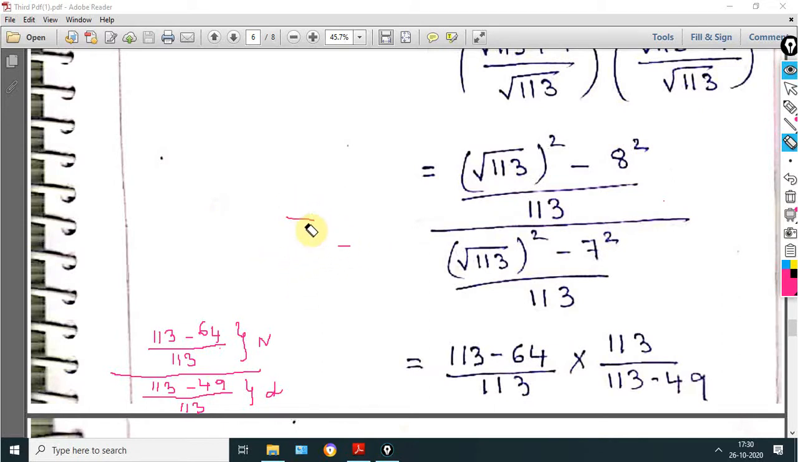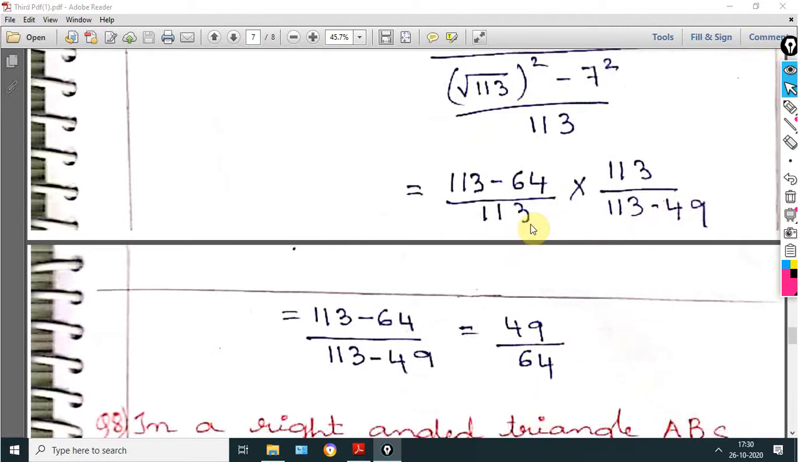Next, we will see what he gave. So here what happened? This 113 and this 113 get cancelled. This 113 and this 113 get cancelled. So what is left? 113 minus 64 by 113 minus 49 is left. When this one and this one get cancelled, these two only are left. So we are writing that equal to, when we subtract 113 minus 64, we will get 49. And 113 minus 49 is 64. This one is the answer. Our sum is over.